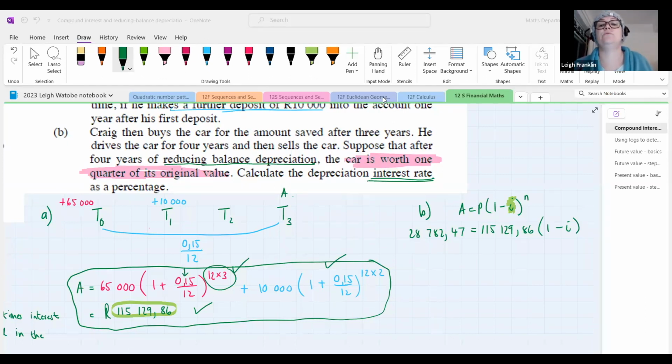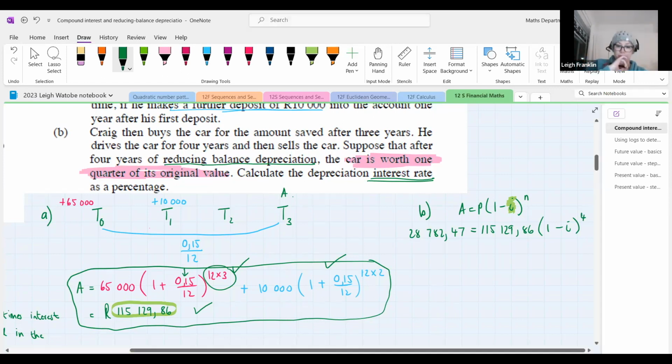Yes, Tsegofatso, that's exactly it. What he saved up for, that was implied, that was the value of his vehicle. Okay, so here, this is going to be to the power of 4. N is going to be 4. When you're working with reducing balance depreciation, they do not change the compounding period of the depreciation. It is only once a year.